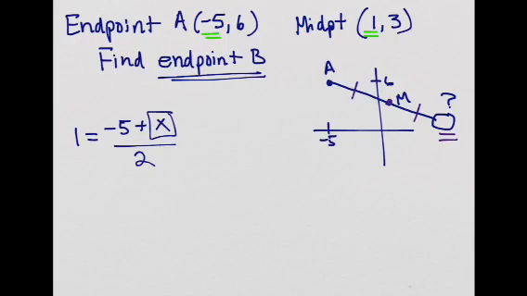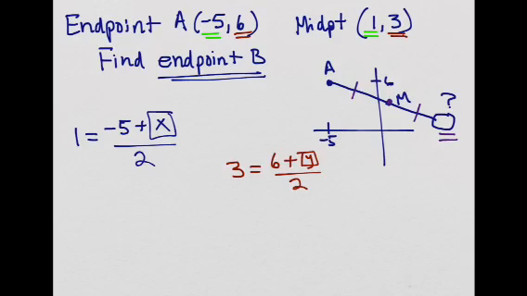For the y, it's the 6 with the 3. The 3 is the midpoint coordinate, and we got that midpoint coordinate by adding 6 to some other number y and dividing by 2. Okay?